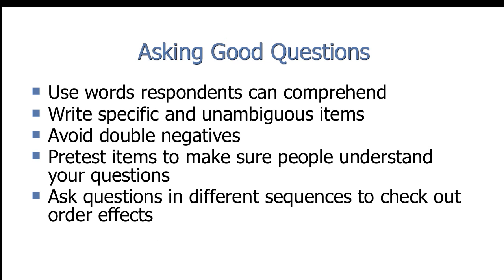So how can we try to get at truth? Well, one way is to ask good questions. Use words respondents can comprehend. Write specific and unambiguous items. Avoid double negatives. Pre-test items to make sure people understand your questions. Ask questions in different sequences to check out order effects.